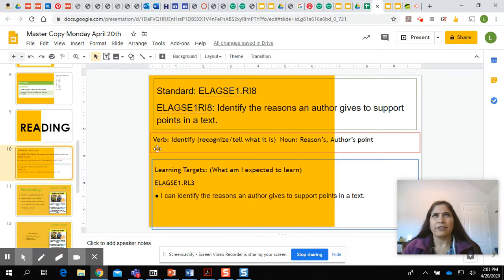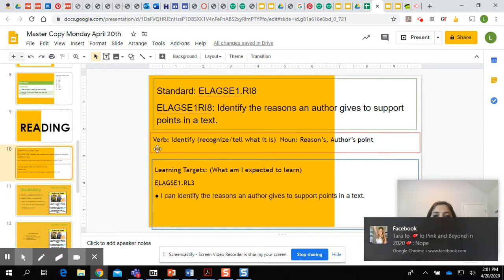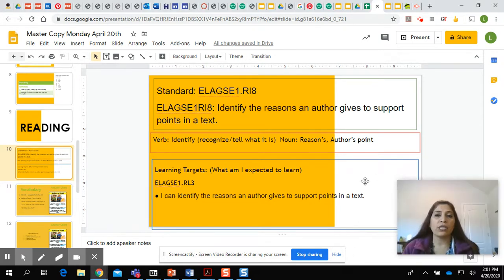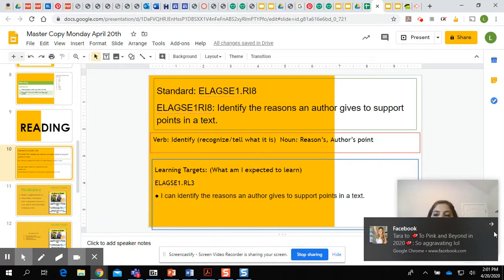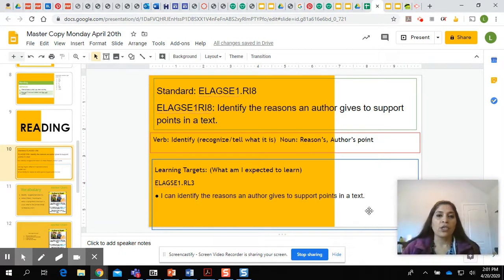What does the word identify mean anyway? Well, identify means to tell what it is or to recognize. An author's point is the author's purpose. What is the purpose of the author? Why do you think the author is writing this, or what is the author trying to prove when the author is telling us something? So that is our standard for today. And our learning target is: I can identify the reasons the author gives to support the points in a text.